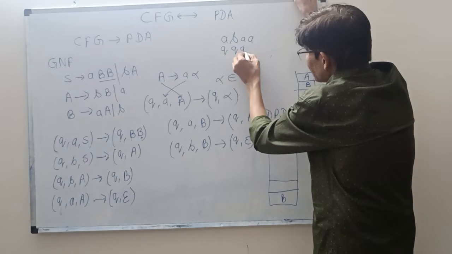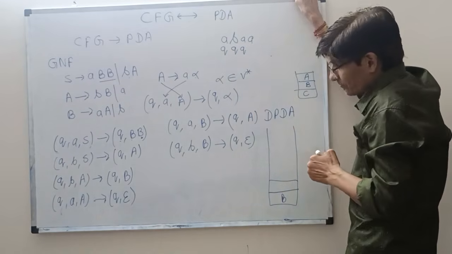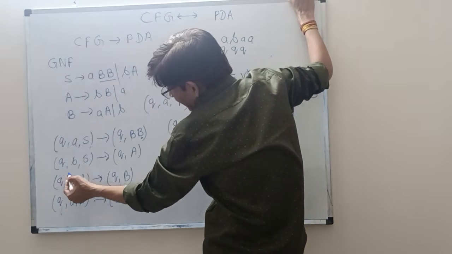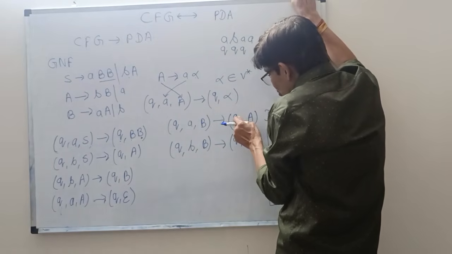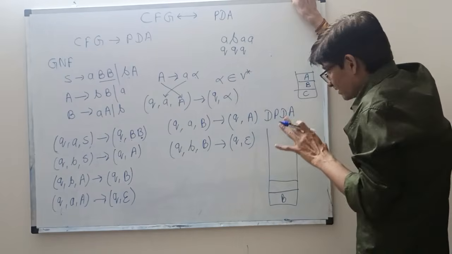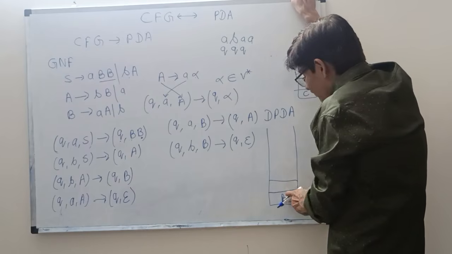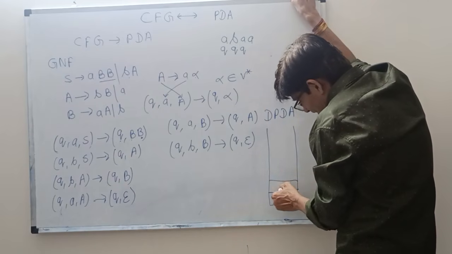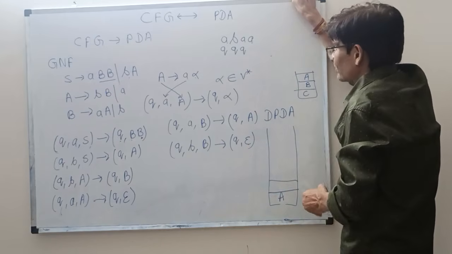Now I'm in Q again. I'm reading A and the stack top is B. So I can push A into the stack. But before this, I need to remove this B from the stack. So I will remove this B and I will push A into the stack.